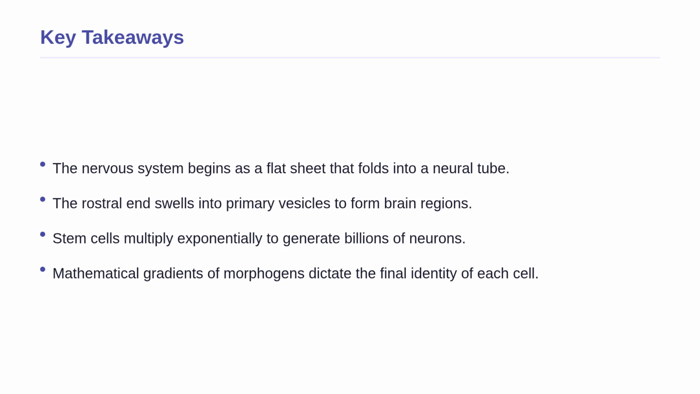Third, we saw how stem cells use rapid exponential growth to generate the billions of neurons required for a functioning brain. Finally, we discovered that precise mathematical gradients of chemicals, like Sonic Hedgehog, act as a map, telling each newly born cell exactly what type of neuron it needs to become. You now understand the foundational steps of how the most complex organ in the universe builds itself from scratch.